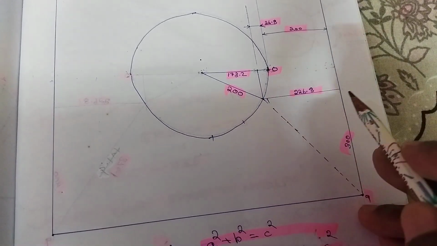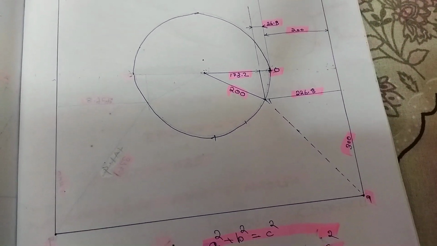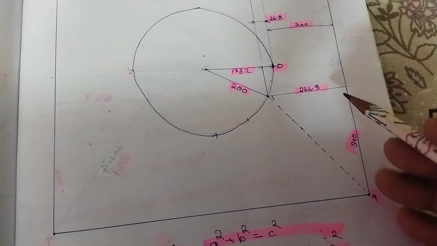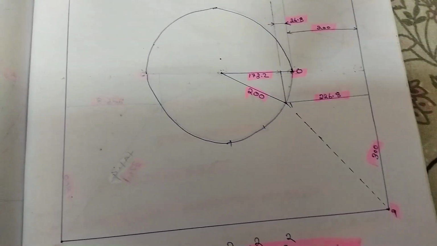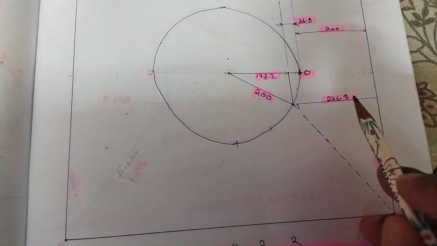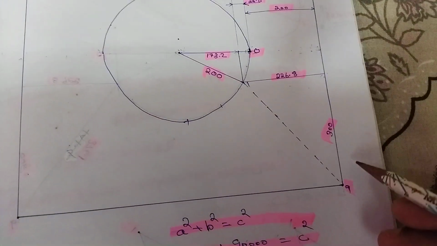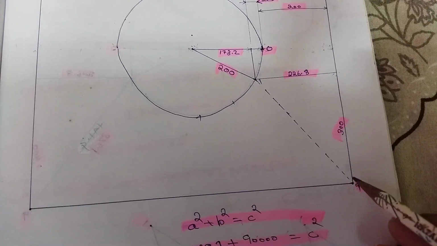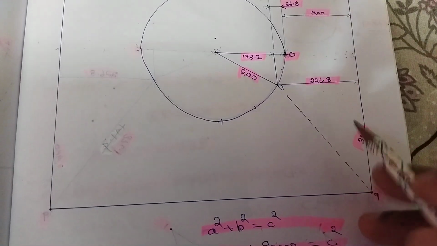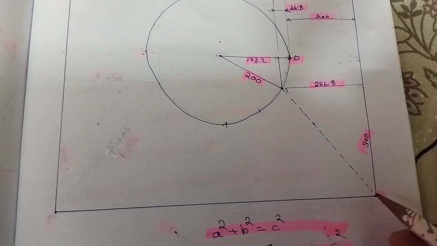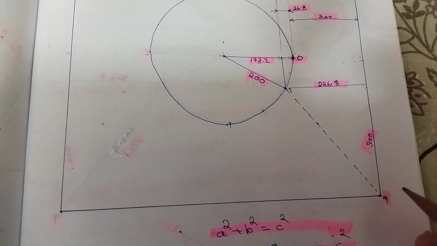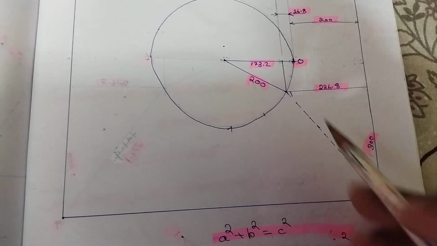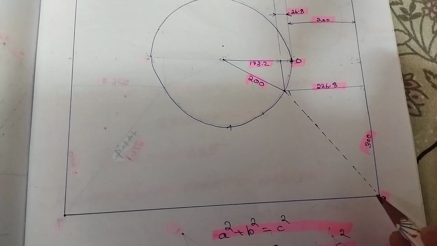Using this 226.8 and the measurement 300, we shall use the formula a square plus b square is equal to c square. Then we will find out this 9 to 1. But it won't be the true length. It will be the top side of 1 to the top side of 9, not the bottom side of 9.